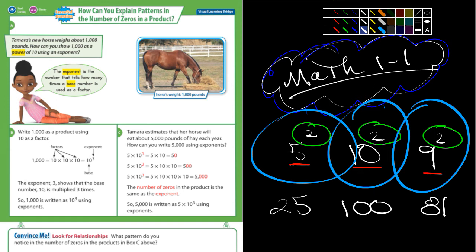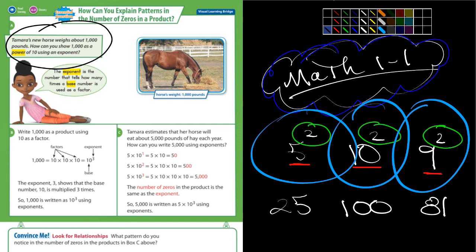All right? Now, in this first example here, it says Tamara, whoever that is, she's got a new horse. How nice is that? Anybody own any horses in here? 1, 2, 3 of you used to? Okay. So it says her new horse weighs 1,000 pounds. How can you show 1,000 as a power of 10 using an exponent?